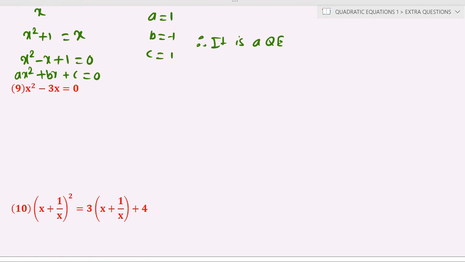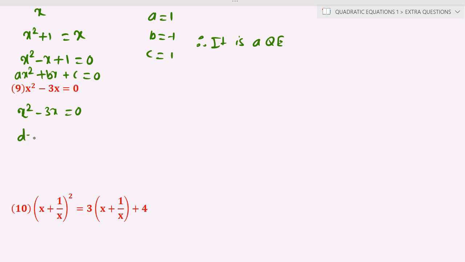x square minus 3x is equal to 0. As the degree of the equation is 2, therefore the given equation is a quadratic equation.